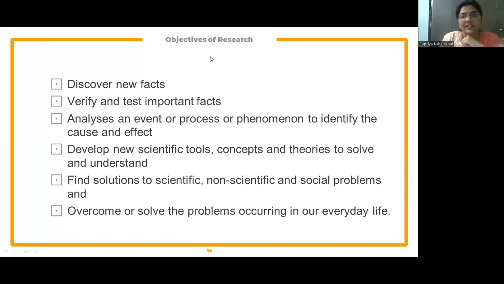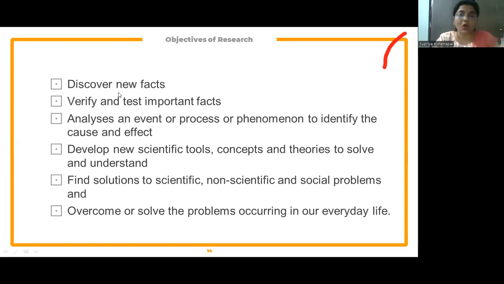So when we are doing any research, we must first find out the objectives of the research. When we are finding out the objective, that means we are discovering certain new facts, some new topics or new technologies, and at the same time taking that problem ahead. After stating the problem, we have to verify and test the important facts. Then analyze an event, process or phenomenon to identify the cause and effect.